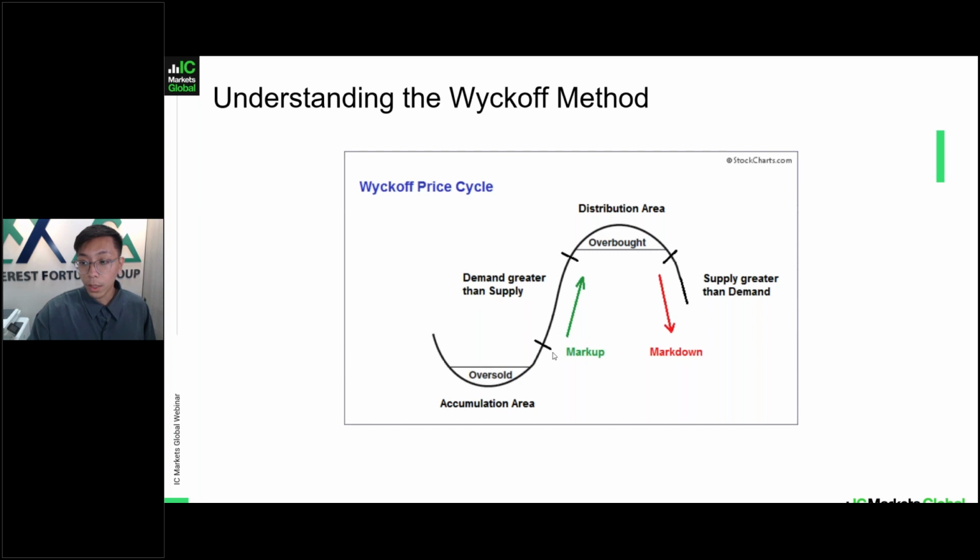And after that, we have the markup. This markup is the bullish movement upwards. So usually you see the very long bullish candles, right? That could be your markup. This also shows that demand is greater than supply.